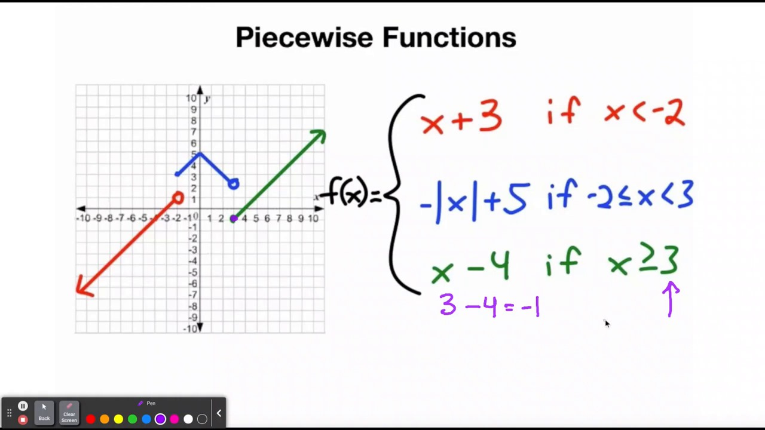So we can use 4. 4 minus 4 gives us 0. And at 4, it's at 0, as you can see. We can use 5. 5 minus 4 is 1. At 5, it's at 1, and so on. That's piecewise functions. So let me give you one, see if you can do it.